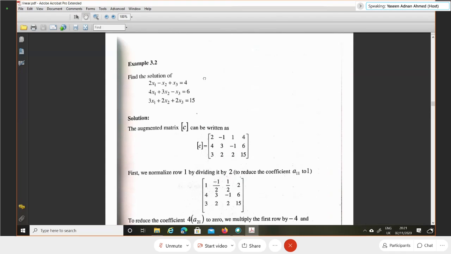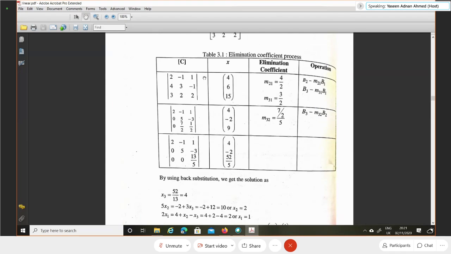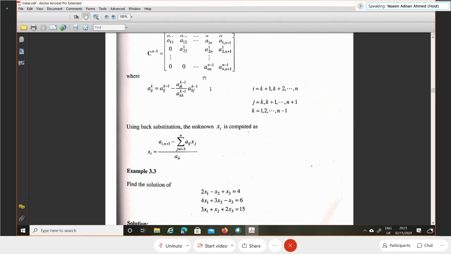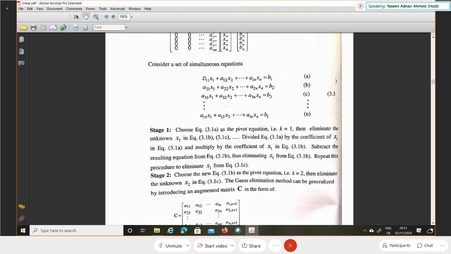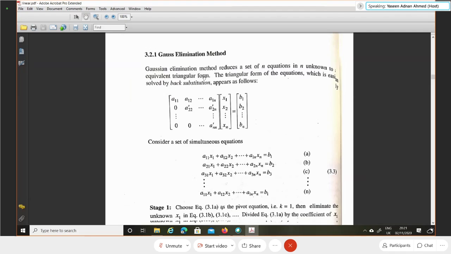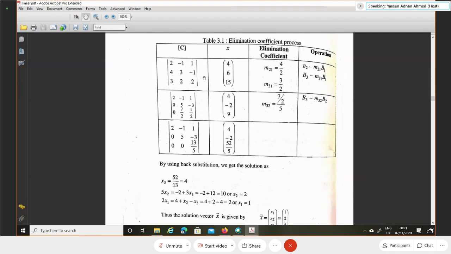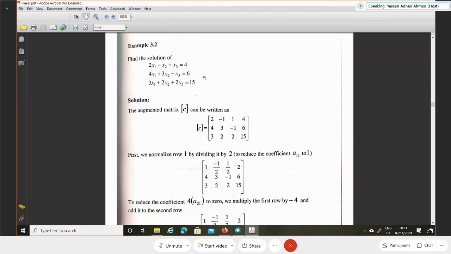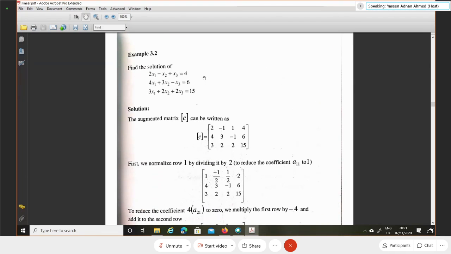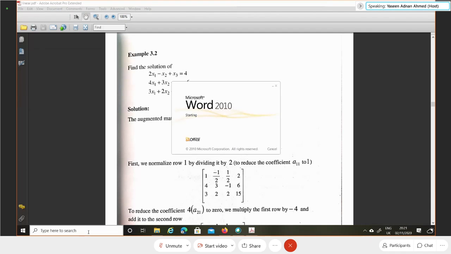So let's try to solve this one. And this one is this iteration, which is Gauss elimination. Gauss elimination is easy. If you just watch the video, then you will understand. But in case of Gauss-Jordan elimination, we have more things to do. So we try to solve the problem in this way. Please try to solve this one with me.